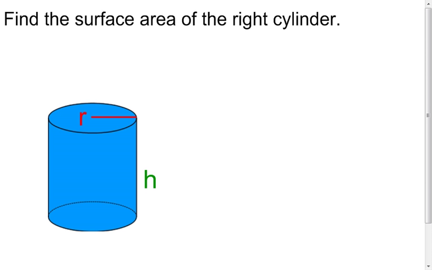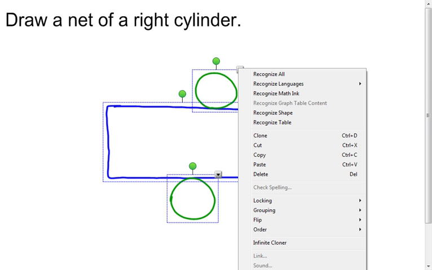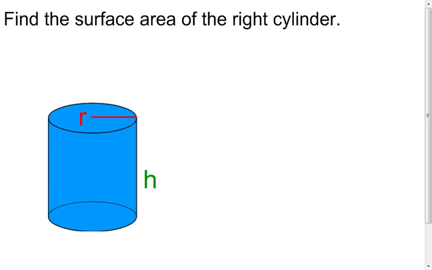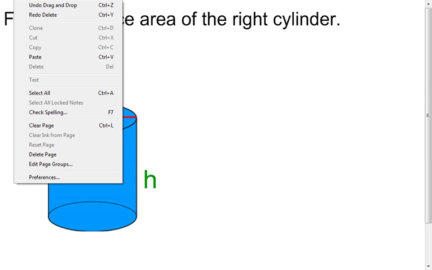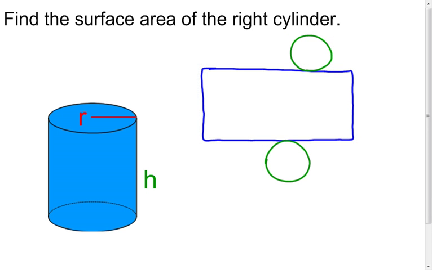Then I want to look at finding the surface area of my right cylinder. I've given you dimensions of r, the radius of the circle, and h, the height of the cylinder. So what I'm going to do is come back here and steal this net. Because if I can find the area of all those pieces, I'm going to have it. So I copy that, bring it over here, and paste it in again. So I put my dimensions in. It tells me that this is r, and this is h.